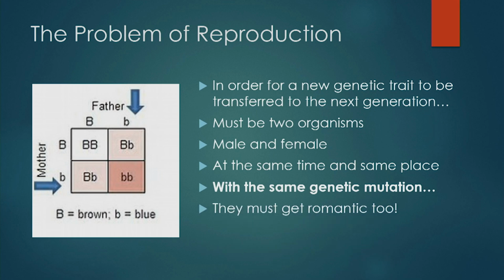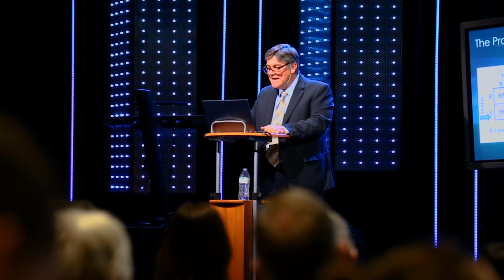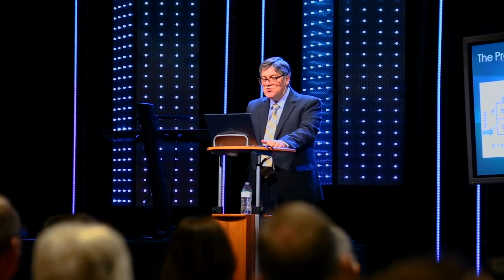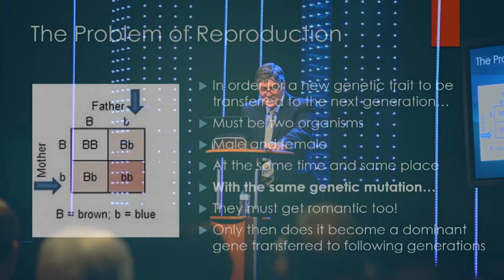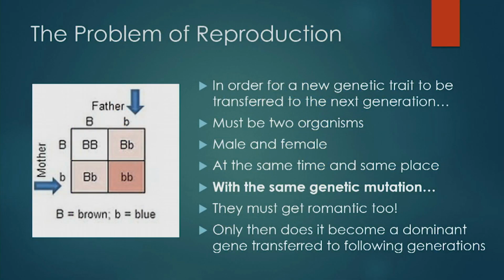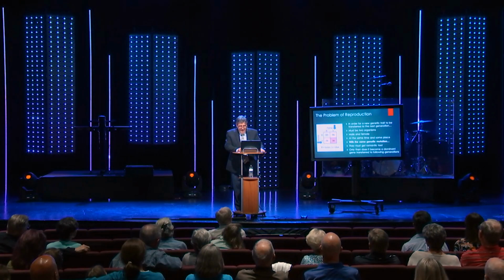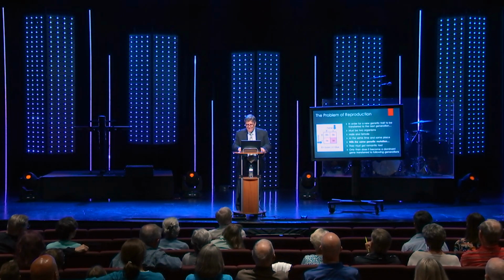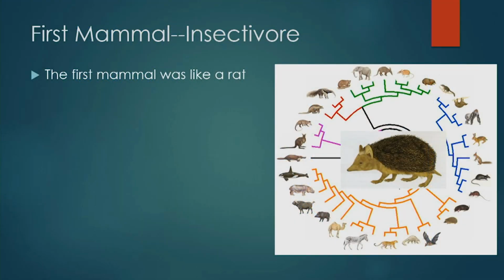They must get romantic. Only then does it become a dominant gene transferred to the following generations. Now, would anyone like to calculate the statistical probabilities of this actually happening on a grand scale? I mean, you can understand what might happen once in a while, but let's just look at mammals, for instance. The first mammal was said to be like a rat. It's called an insectivore. It's basically a rat that ate bugs.